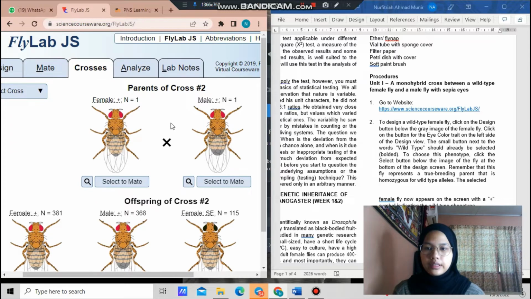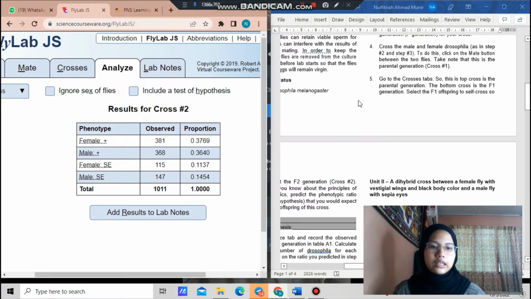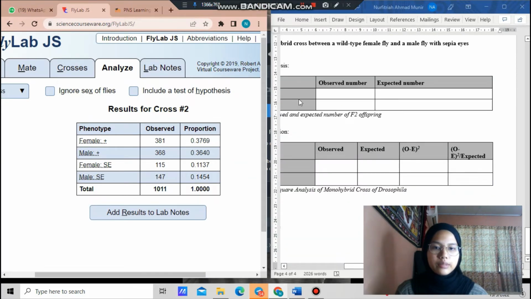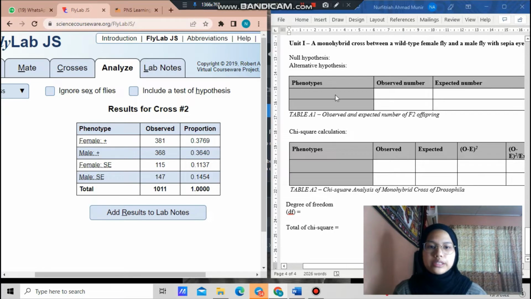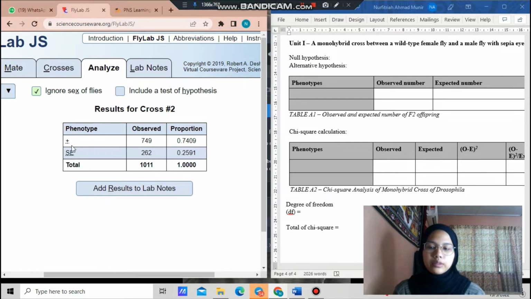So then click the Analyze tab. So this one is the Analyze tab. So for this table, we just need the trait. So we don't need the sex of flies. So click the ignore sex of flies. Then this is the trait of the flies, which is plus, which is the plus phenotype.